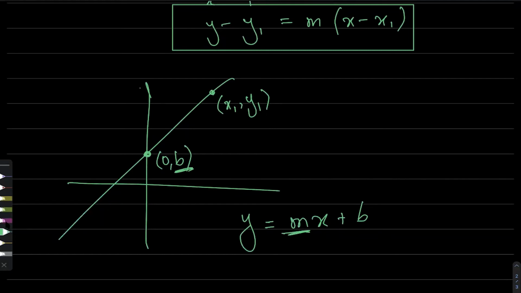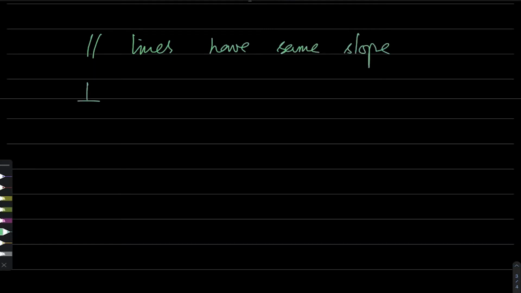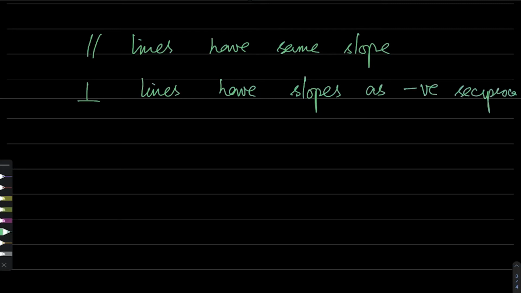Okay, now 2 things before we move on. Parallel lines, I'll just tell you what this is. I don't feel like you're in the mood to think. Parallel lines have the same slope, and perpendicular lines, this is a symbol for perpendicular. Perpendicular lines have slopes as negative reciprocal. M1 times M2 is equal to minus 1. Exactly.